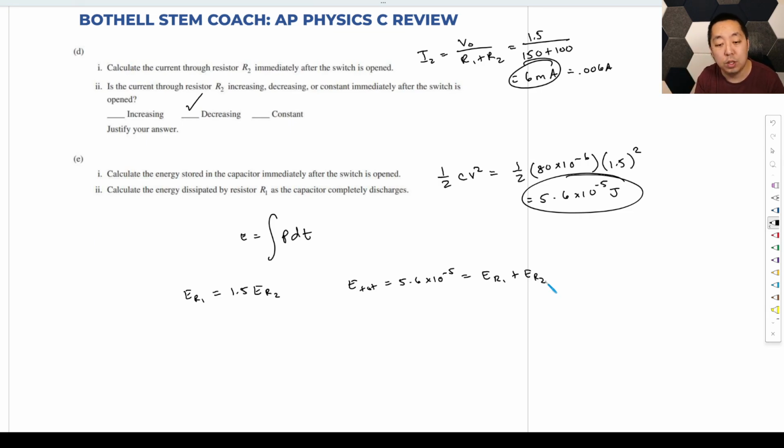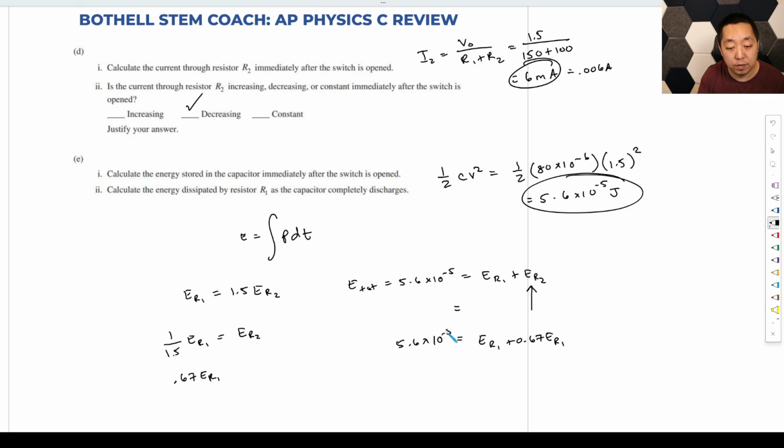Has to go through those resistors there. So this is because the energy through resistor 1 is 1.5 R2, you can solve for R2, you get 1 over 1.5. And what is 1 divided by 1.5? I think it's 0.67 ER1. So then you can replace that here and get ER1 plus 0.67 ER1. That equals 5.6 times 10 to the negative 5. And then you can solve for ER1.